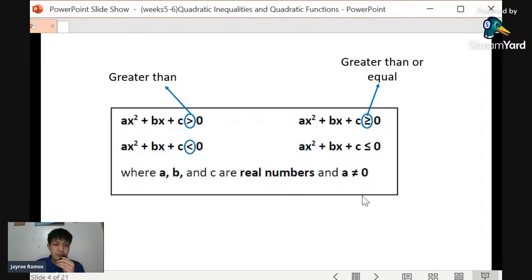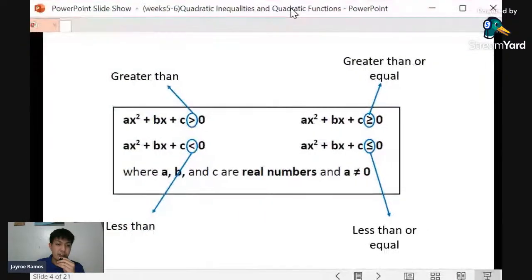So next. The next symbol is the opposite of greater than. If you're going to take a look at the arrow, the point of it is pointing to the left. So when that is the given, that is less than. And of course, when it has a line underneath, just like the last given, that is already less than or equal. Okay.